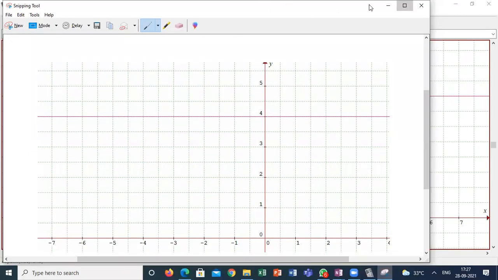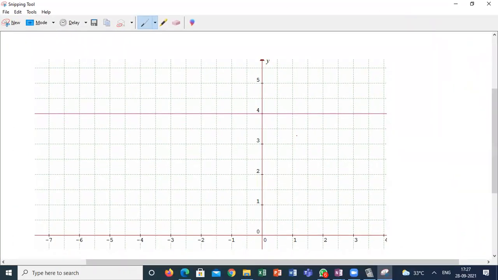Yeah. So I'm taking this line. If you look into these points, suppose I'm taking this point, it is 1, 4. If I'm taking this point, this is 2, 4. If I'm taking this point, this is 3, 4. If I'm taking somewhere here, minus 1, 4. This will be minus 2, 4. Suppose I'm taking here, minus 4, 4.